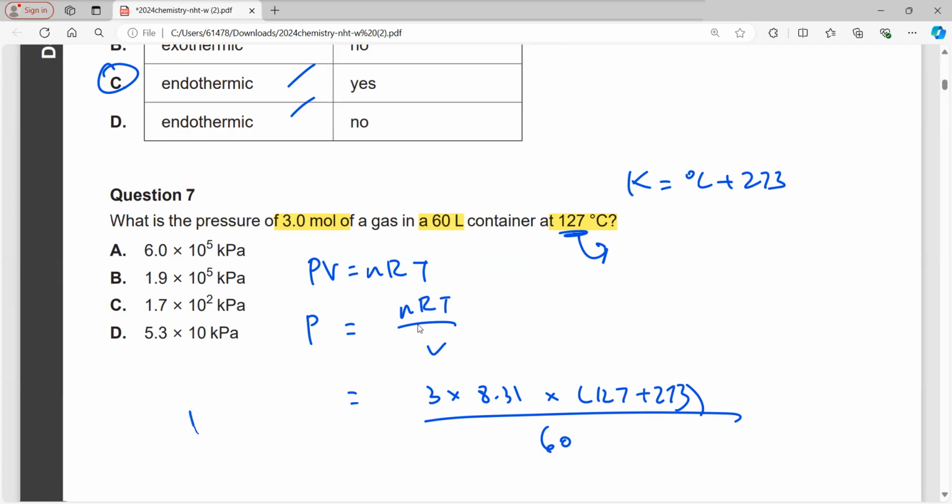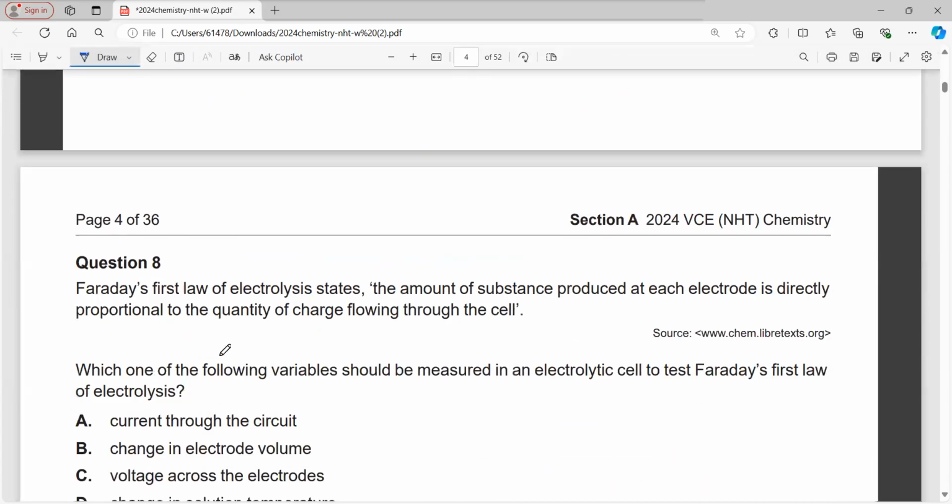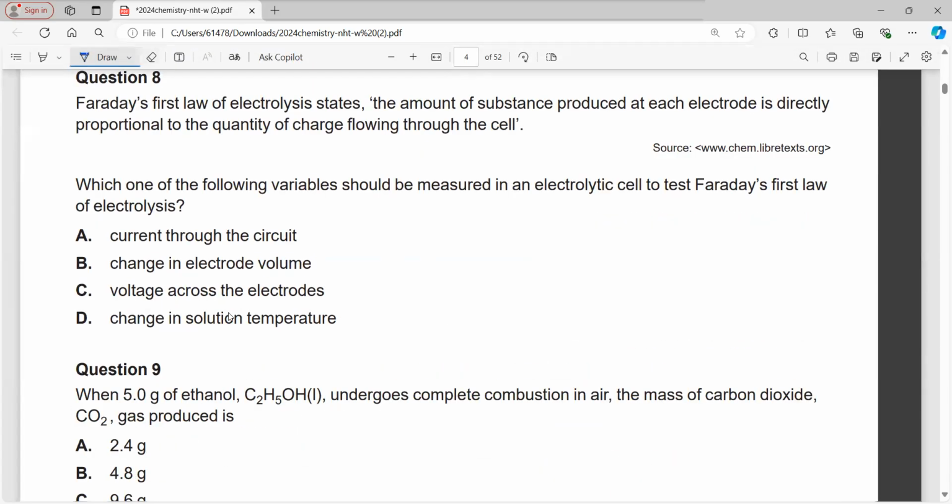All right, and it's 166.2, right? So it's most likely going to be C. Faraday's first law of electrolysis states that the amount of substance produced at each electrode is directly proportional to the quantity of charge flowing through the cell. So that's where that linear graph comes from, right? So that's what that is.